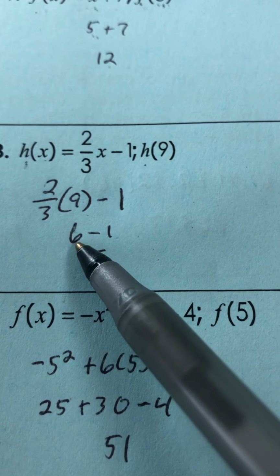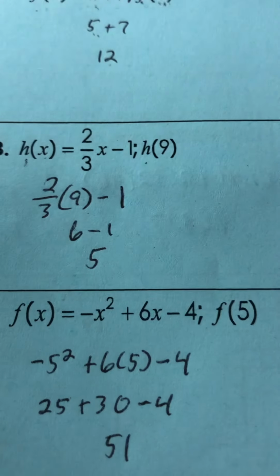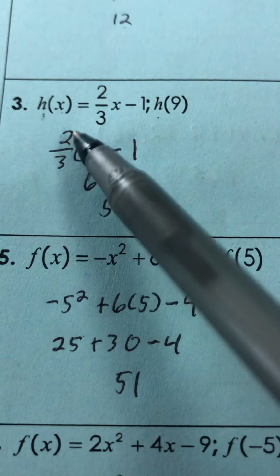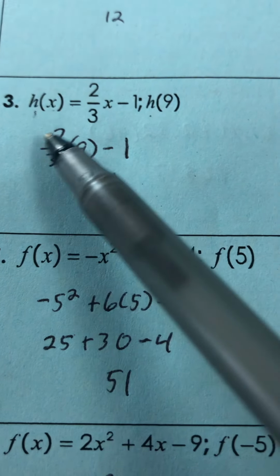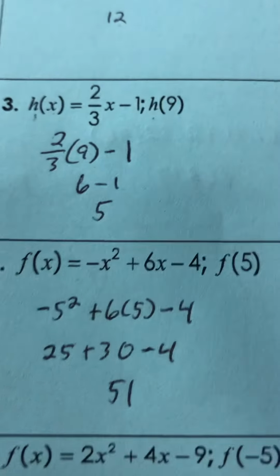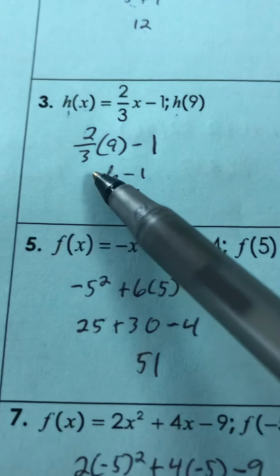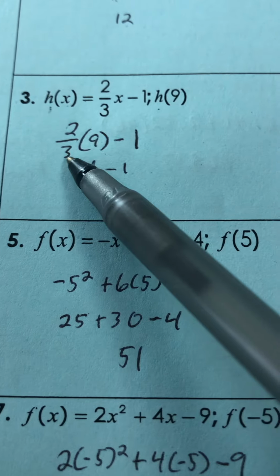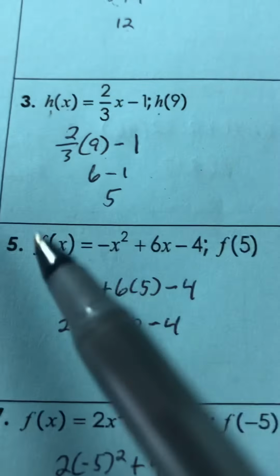2/3 of 9 is 6. 6 minus 1 is 5. You could do this by doing 9 times 2 divided by 3 in parentheses, and you'll get 6. Or you could use the ABC button, 2 ABC 3 times 9, and you'll get 6.